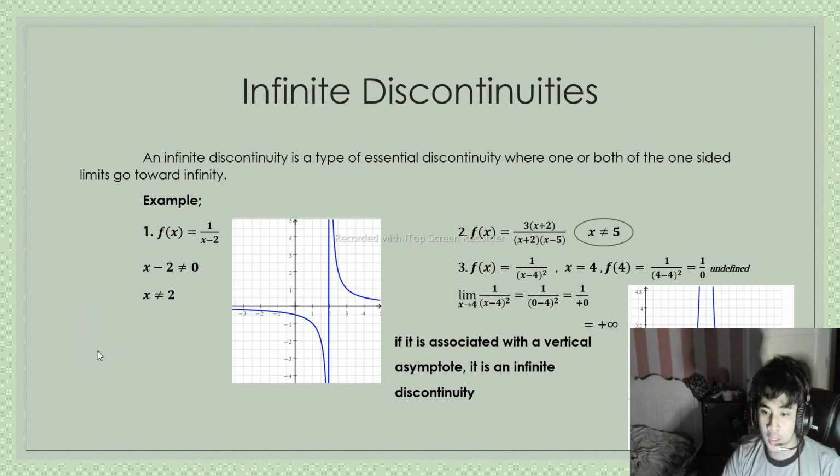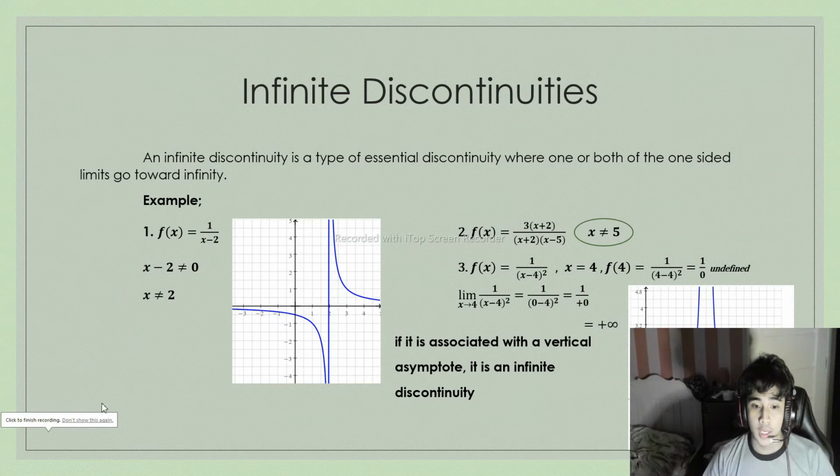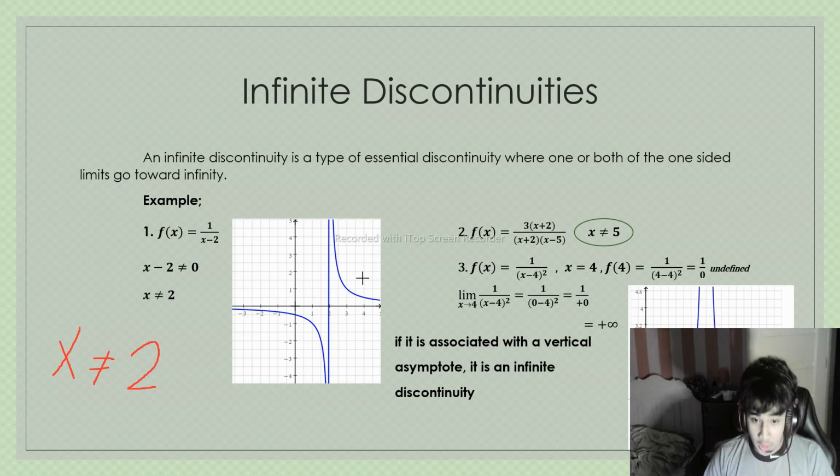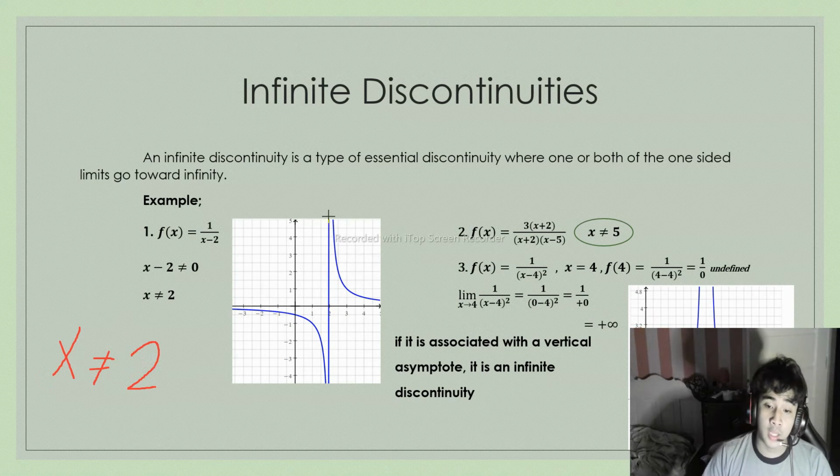So we find our x, so that will be x minus 2 should not be equal to 0 because that's the point of discontinuity. So x is equal to 2 because we transpose negative 2 to the other side, so we change its sign. So x should not be equal to 2. So that's our point of discontinuity and vertical asymptote.